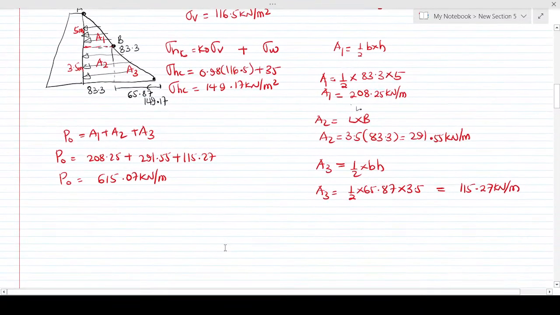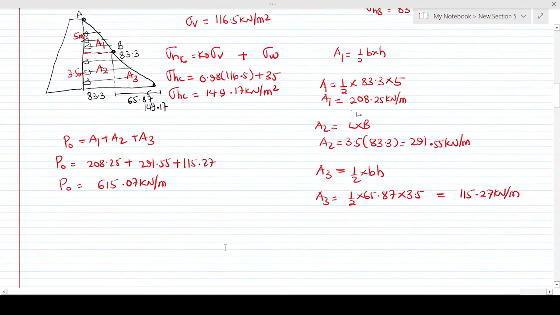Now the point of application of the force. With the first one that we solved, it was a simple triangle, so we could easily find the center. But this is made up of several shapes, so we need the individual shapes. The moment of the resultant is equal to the sum of the individual forces times their moment arms. And here we are taking moment at the base of the retaining wall.